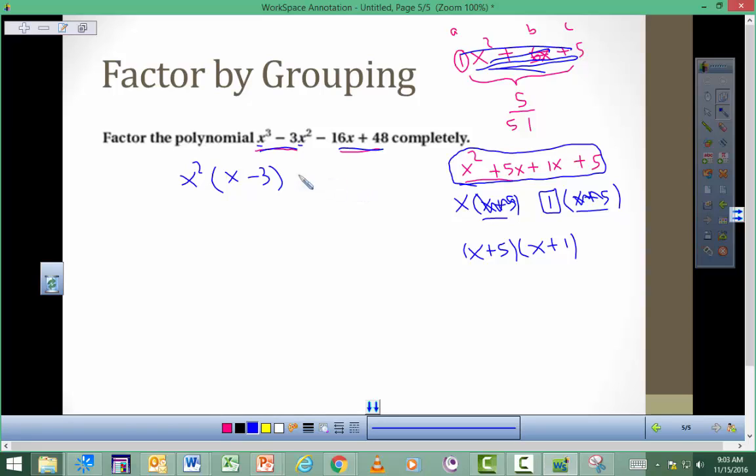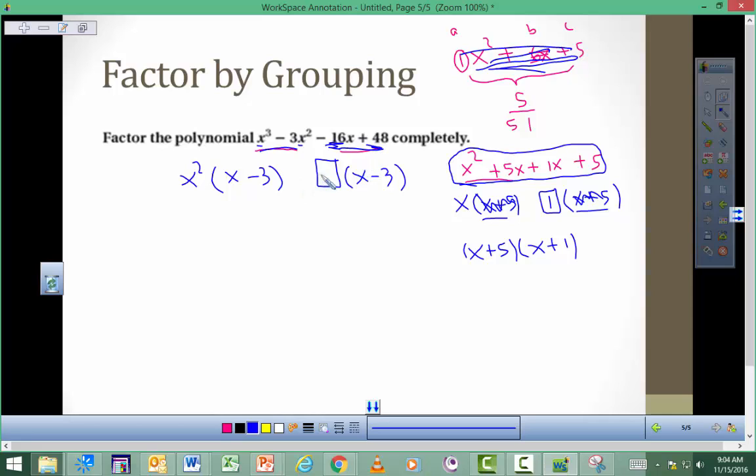Now, you can almost guess that you're going to get the same factor again. So I'm going to try it out. I'm going to try out x minus 3. And I say, okay, if I have x minus 3, what would this factor here have to be? It would have to be negative 16, right? Because I need to get negative 16 and a positive 48.